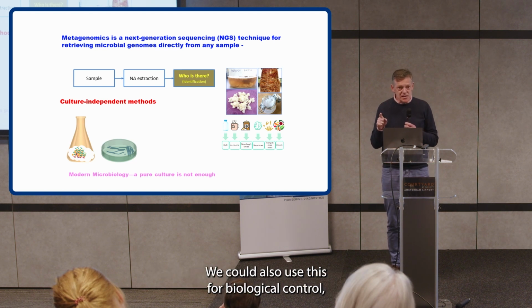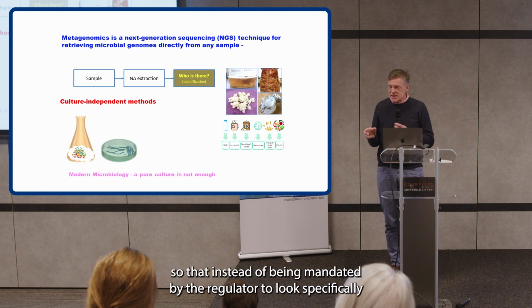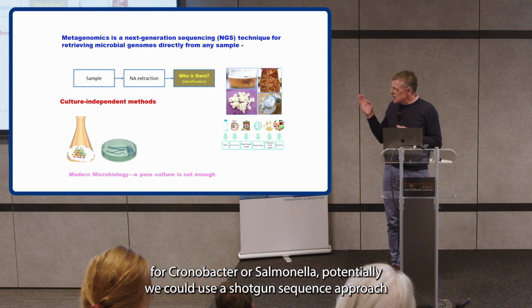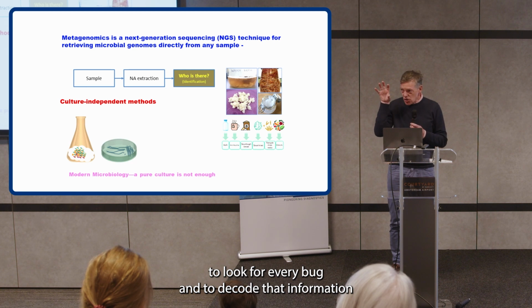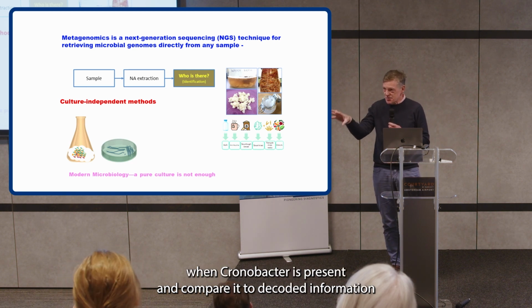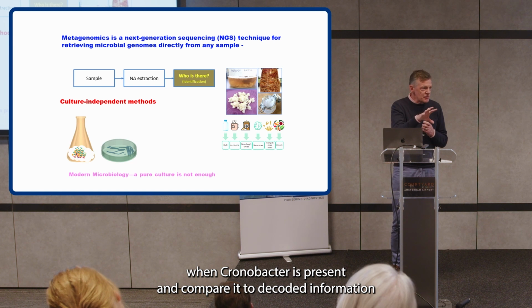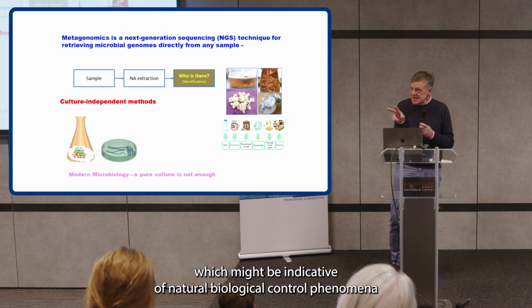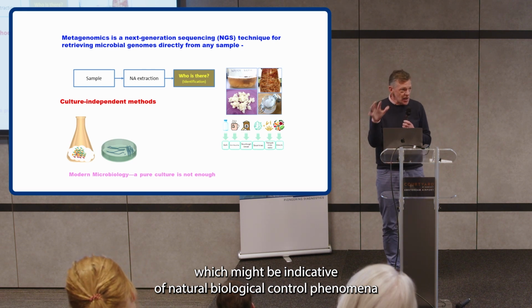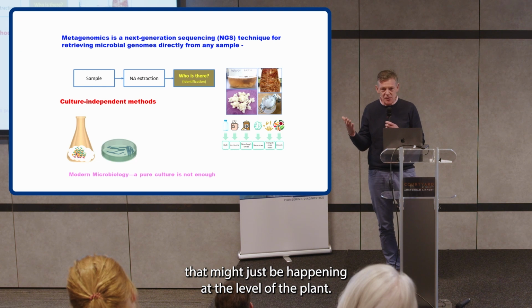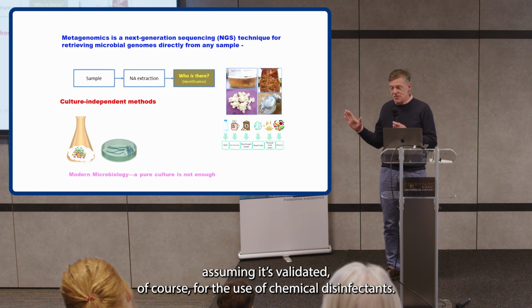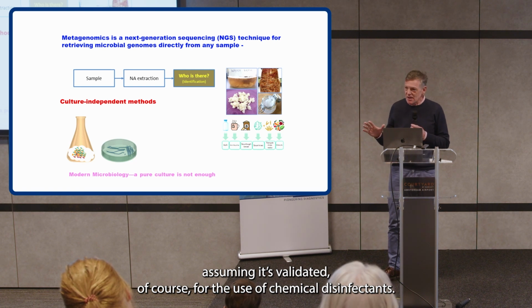We could also use this for biological control, so that instead of being mandated by the regulator to look specifically for Cronobacter or Salmonella, potentially we could use a shotgun sequence approach to look for every bug and to decode that information when Cronobacter is present and compare it to decoded information when Cronobacter is absent, and look for those differences which might be indicative of natural biological control phenomena that might just be happening at the level of the plant. That could be extremely useful because it could immediately remove the need, assuming it's validated of course, for the use of chemical disinfectants.